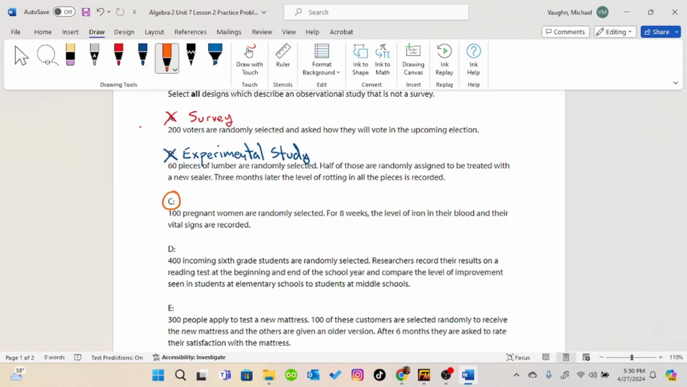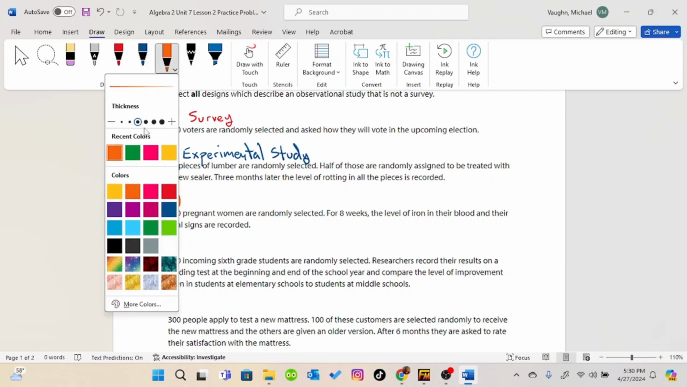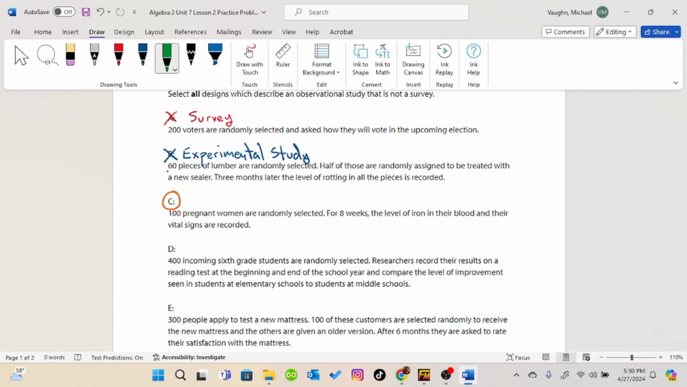Choice D. 400 incoming 6th grade students are randomly selected. Researchers record their results on a reading test at the beginning and end of the year and compare the level of improvement seen in students at elementary schools to students at middle schools. This is also correct. It does not say that they are influencing these students at all. They are simply recording the results of their tests.